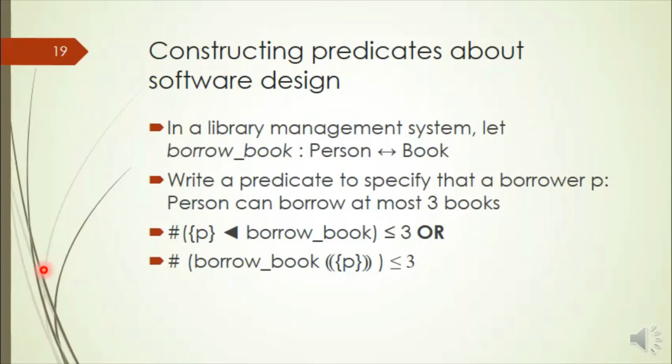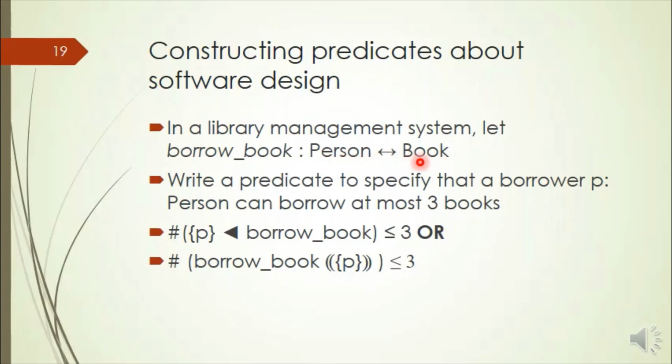Now consider an example in a library management system where we have a relation variable borrow book, which is declared on the set of all possible relations from person to book, or you can say that borrow book is declared on person double arrow book, which is a relational data type.